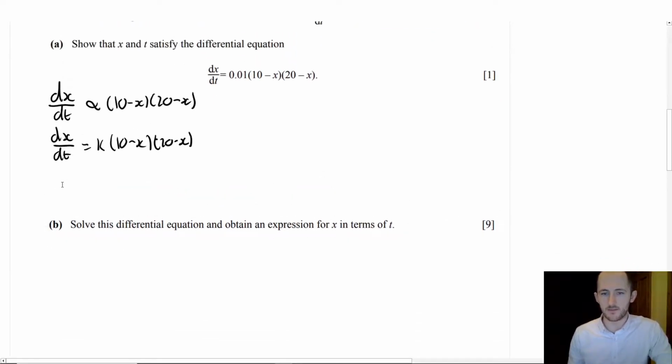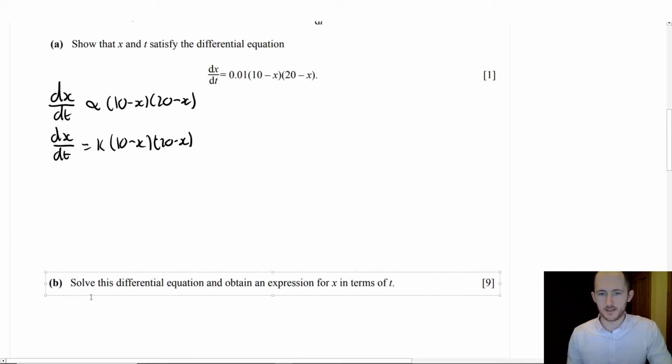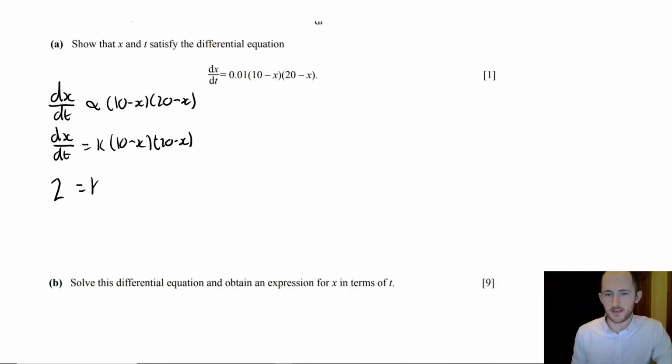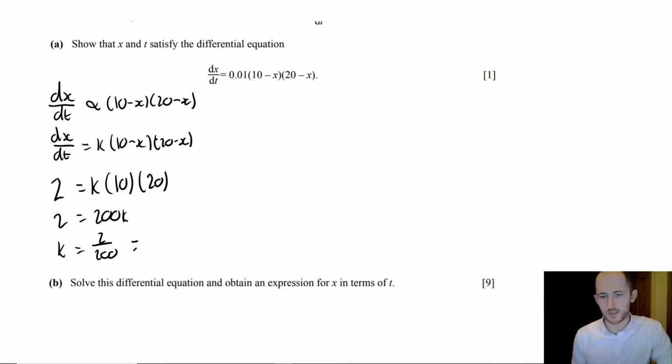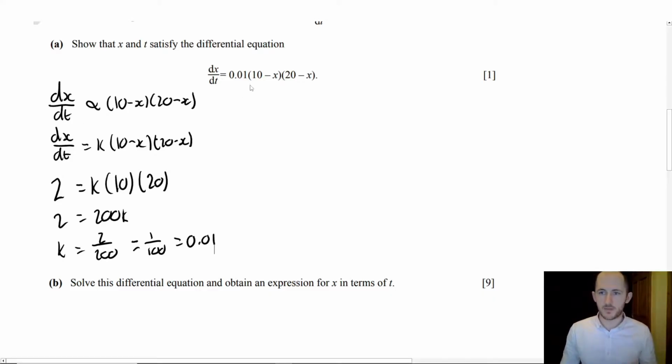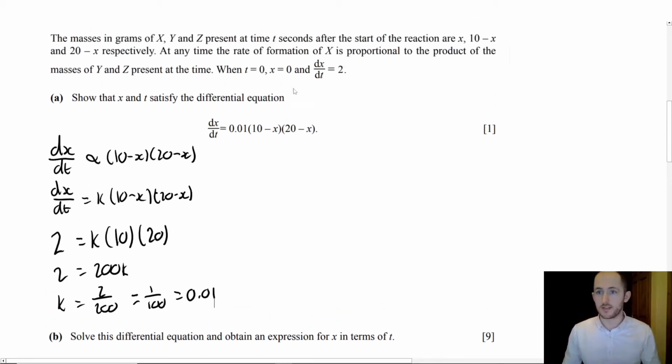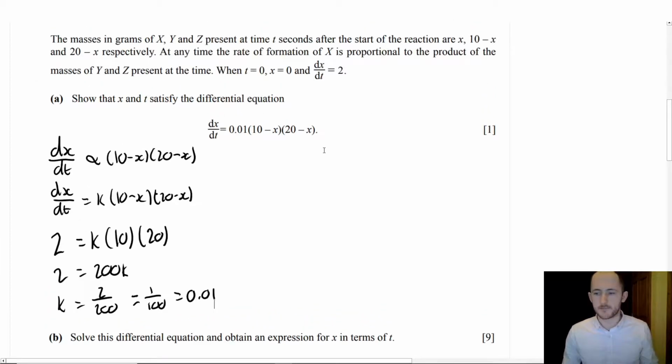So what we can do is create a little bit of space for ourselves here. So we have 2 equals k times 10 minus 0, so I'm just going to write 10, times 20 minus 0, so I'll write 20. So we have 2 is equal to 200k, so k is equal to 2 over 200, which is 1 over 100, which is indeed 0.01. So because we got the exact same form here through using the information here, it must be correct.